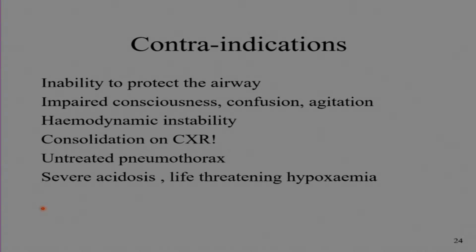So if you have hypotension or renal failure, things like that going on, it's better to go for intubation and ventilation. Consolidation on chest X-ray could be a contraindication, or you should be careful. And an untreated pneumothorax needs to be treated with a chest tube before starting non-invasive ventilation. And severe acidosis or life-threatening hypoxemia may be difficult as well.